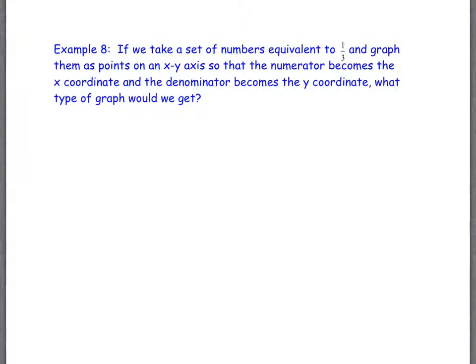Example number 8. This says, if we take a set of numbers equivalent to 1 over 3 and graph them as pairs on an xy axis, so that the numerator becomes the x coordinate and the denominator becomes the y coordinate, what type of graph would we get? The question sounds really wordy, and it's really not that complicated. The first thing you notice is that it's talking about a set of numbers equivalent to 1/3. So that's where I want to start. We would like to write several numbers that are equivalent to 1/3. So what's another fraction equivalent to 1 over 3? 3/9, okay. What else?